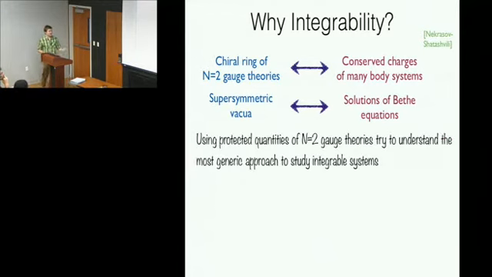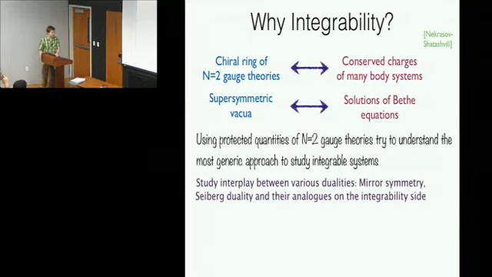So we can use protected quantities of n equals 2 theories, like vacuum expectation values of BPS operators, to try to understand the most generic approach to integrable systems. And it's nice because the connection to integrability tells you how generic your approach is if you are able to cover big families of those models. So we'll be looking at mirror symmetries and Seiberg dualities and find their analogs on the integrability side.